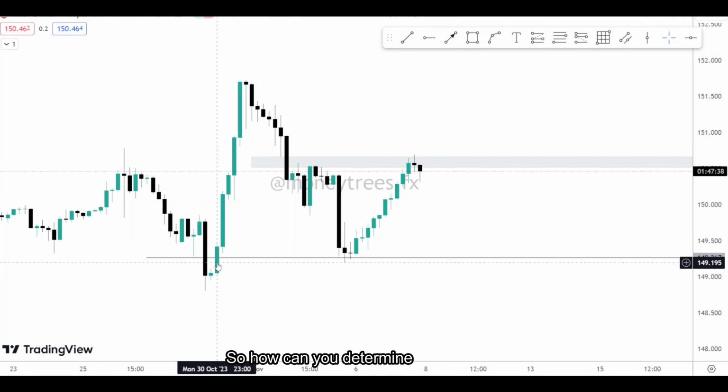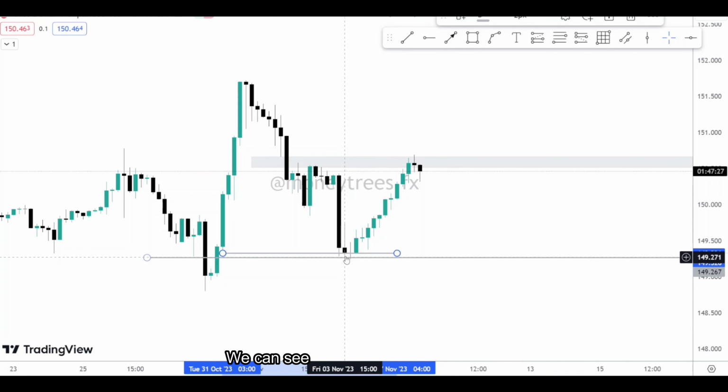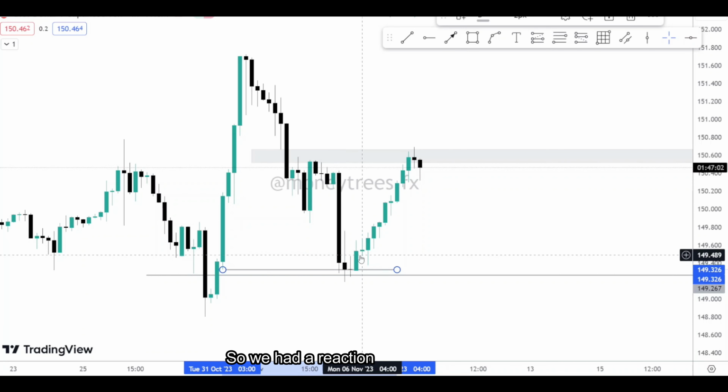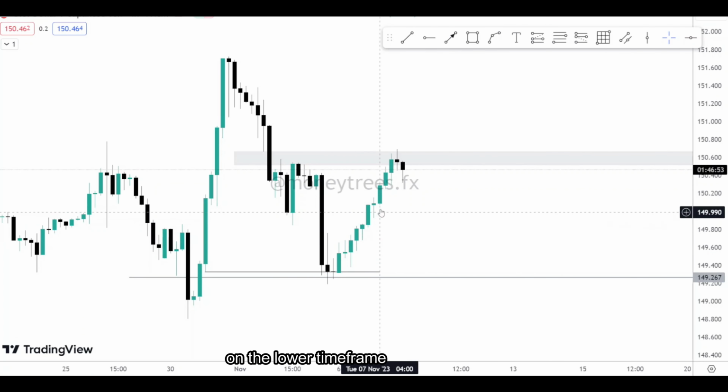So how can you determine that the level has a reaction? You must look at the candles' bodies. If you look at this fair value gap, you can see the bodies of this time frame are failing to close below the level. So it's lining perfectly on that level. So you had a reaction and traded higher. So let's see what happened on the lower time frames.